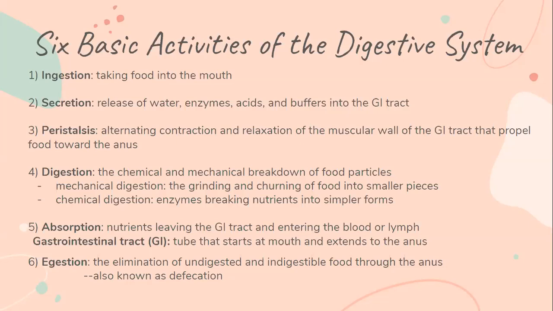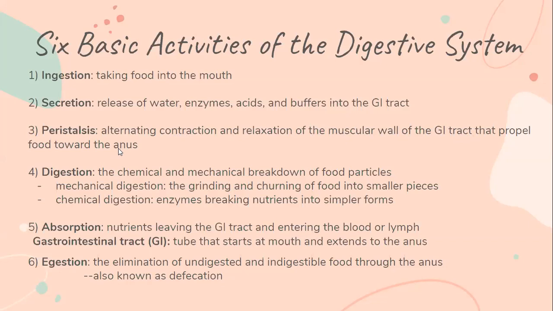The next is secretion, which is the release of water, enzymes, acids, and buffers into the GI tract. And the GI tract we'll get more into in later slides. That's the gastrointestinal tract. And then third is peristalsis, which is the alternating contraction and relaxation of the muscular wall of the GI tract that propels food towards the anus.